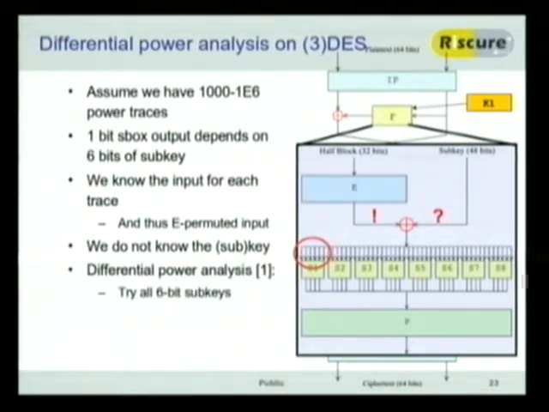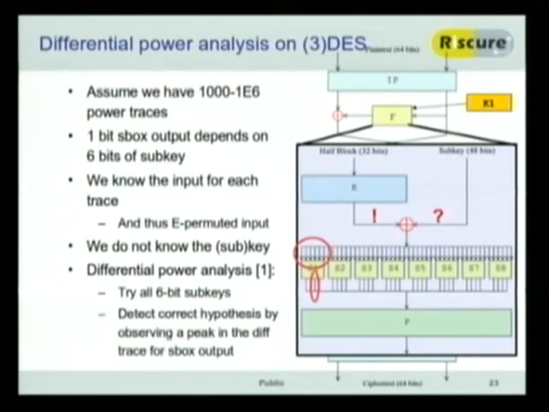Well, we're going to run what's called differential power analysis on it. We're just going to try, I mean it's 6 bits, 64 possibilities. We're just going to presume each subkey in turn. And then we're going to calculate these differential traces based on each subkey.